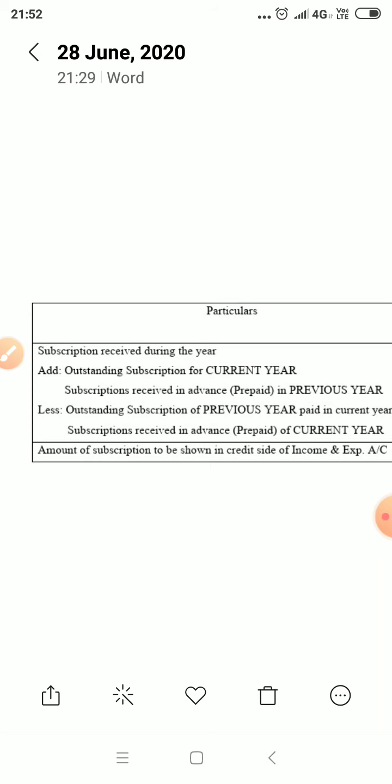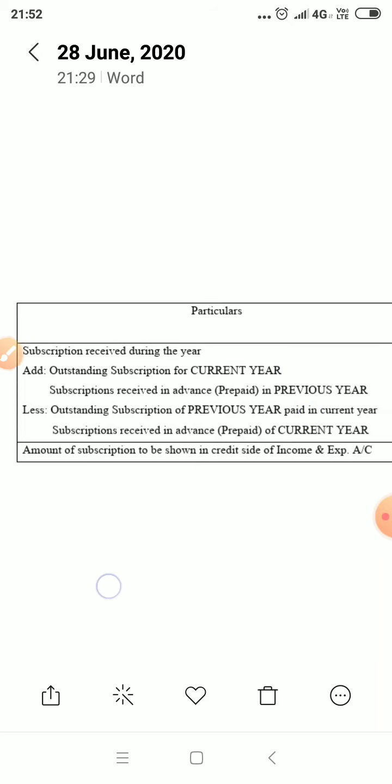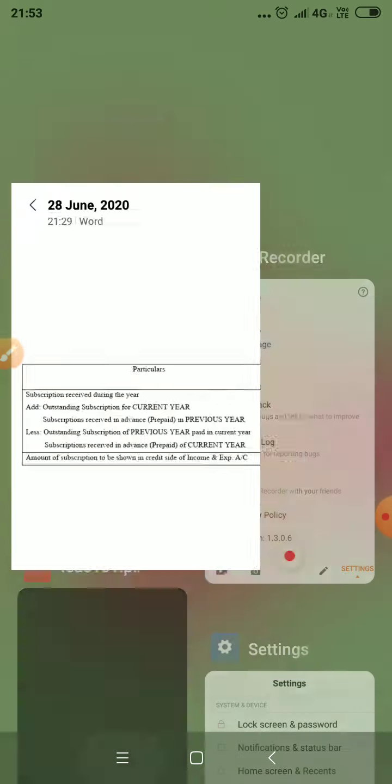Another point which I want to stress: when I say outstanding subscription of previous year, it is that part of outstanding subscription of previous year which is paid in the current year. If you have any amount which is still not paid in the current year, it is not included in this formula. Keep that in mind. Now we will proceed to the sum.